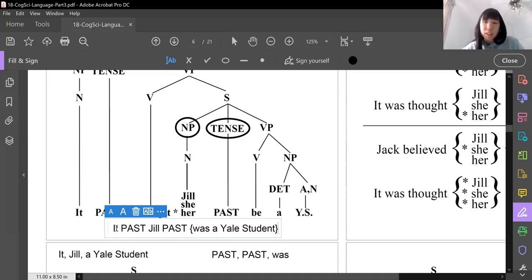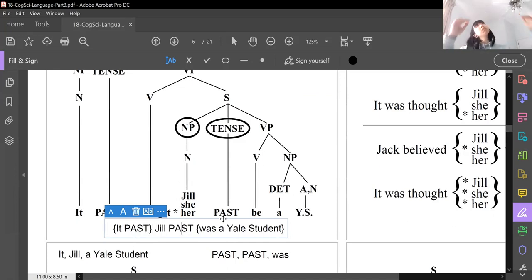In general, one of the things you want to keep in mind is you want to stay pretty close to your case assignee. Whatever's assigning case, you probably want to stay pretty close, because why would you go so far away if there's something right next to you? And so take this noun phrase, it, what's the closest thing to it? Past. So let's just group those together. Assume that they assign case, we'll double check this afterwards. And then Jill and past are the only thing left.